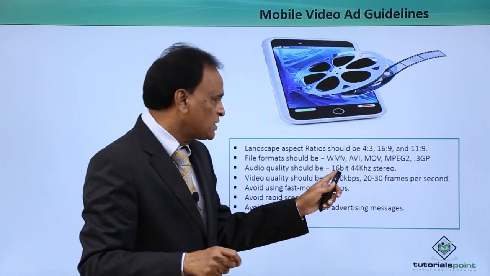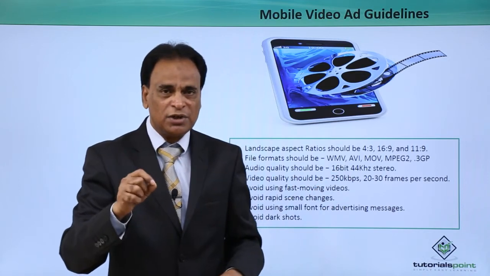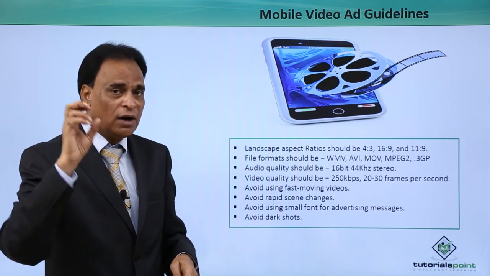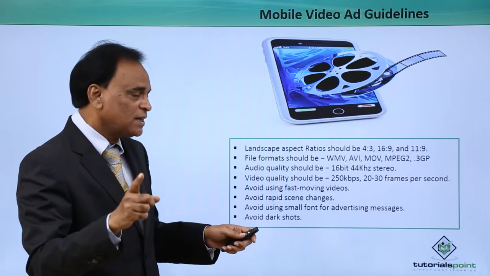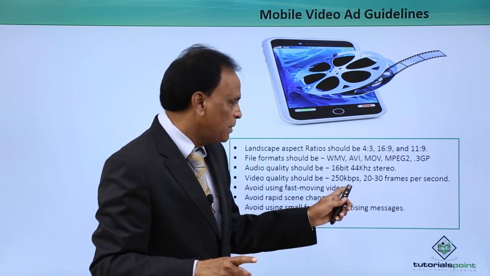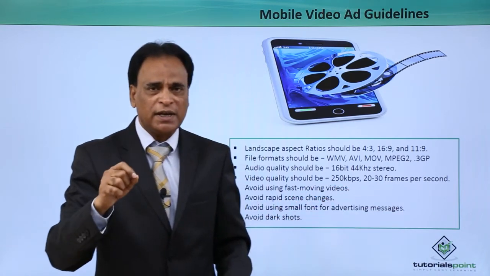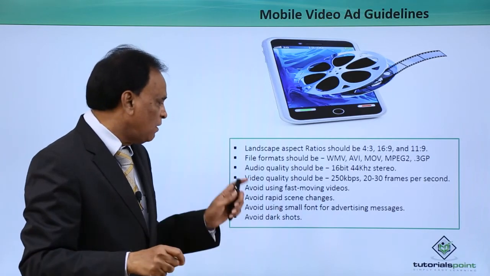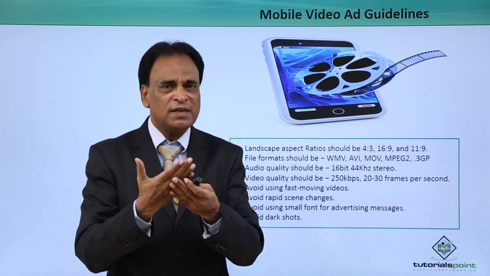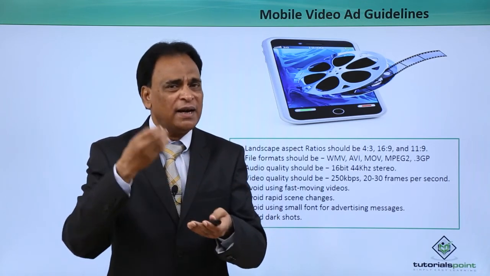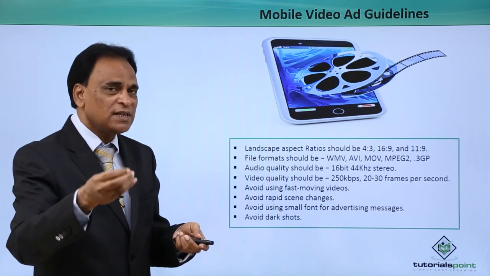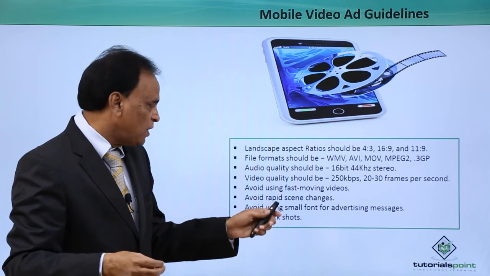Audio quality should be 16-bit, 44 kHz. Stereo is preferable when you are publishing a video ad on mobile devices. That is basically mobile advertising. Then video quality should be 200 kbps, 20 to 30 frames per second. That should be the quality of your video. Avoid using fast moving videos because these are small devices, it could complicate things, and the video could slow down because of the nature of the devices that you are using. So avoid using fast moving videos.